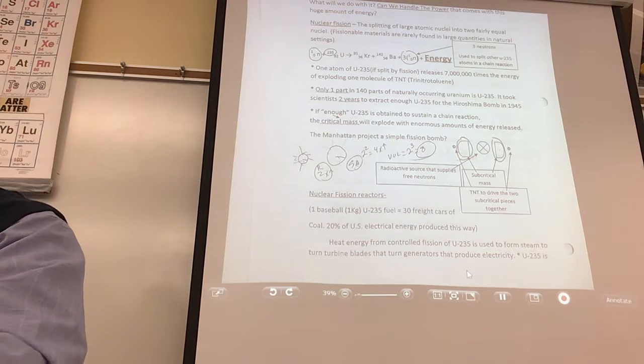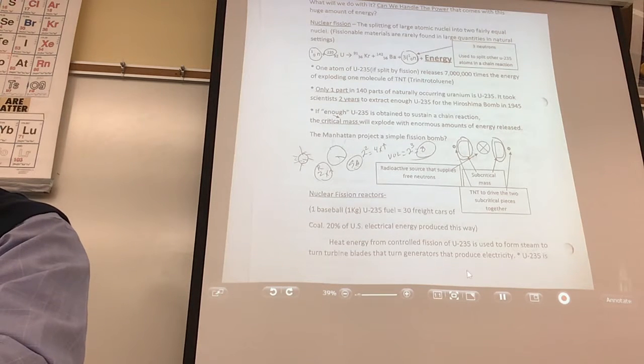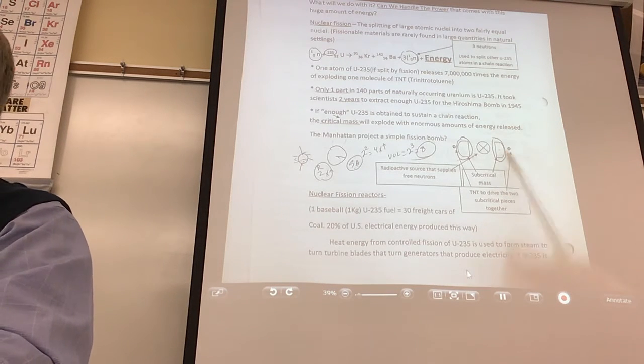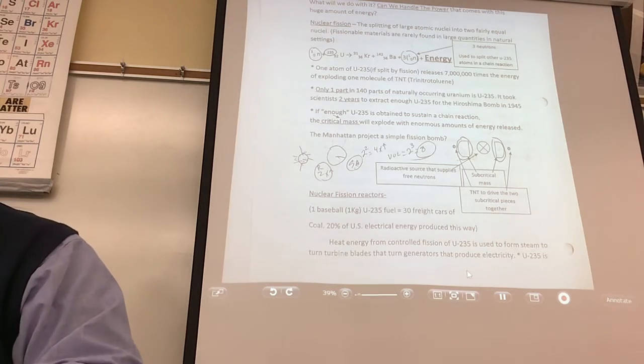Now, on the other hand, you can use fission to generate electricity if we can control it. This is uncontrolled fission. But if we want to control it, we could do it like in a power plant.